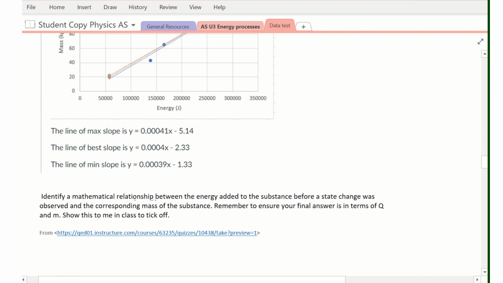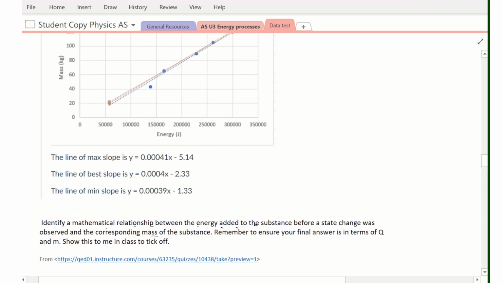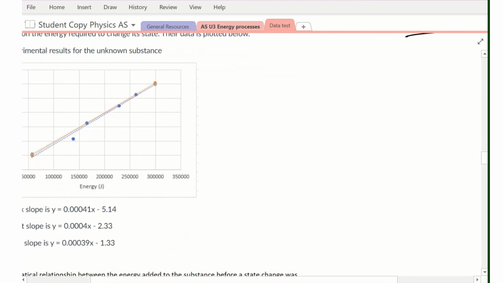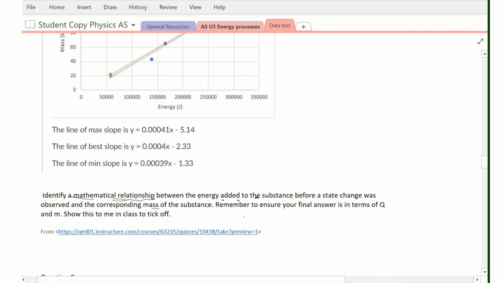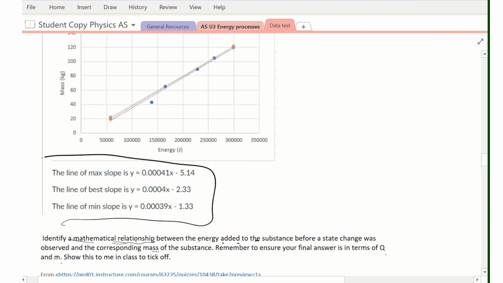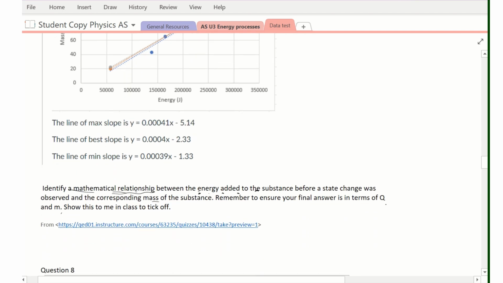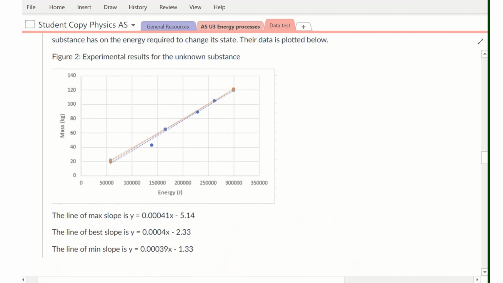All right, let's do this one now. We are asked to identify a mathematical relationship between the energy added and the corresponding mass of the substance. When we're asked to find a mathematical relationship, that's not when you're identifying the overall trend. I actually want to see some numbers and some variables. I've even given you a hint. Remember to ensure that your final answer is in terms of Q and M. You can see these sections here don't have Q or M in them. All they've got is Y and X. But because you're asked to find the relationship between energy and mass, I expect it to be in terms of Q and M.